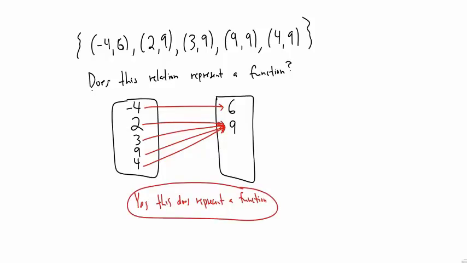If you just look right here, you see that each element in this left set has exactly one arrow emanating from it.